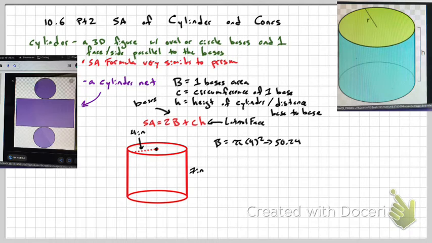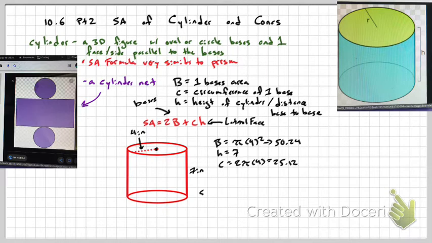Okay? Next, we need our circumference. So actually, let's throw our height in there. We know our height, distance from circle to circle or base to base, is 7. And then our circumference is going to be kind of like the width or the base of our rectangle that is in our net diagram. That's going to be 2 pi r. So 2 times pi times my radius, which is 4. So 2 times 4 is 8. 8 times 3.14 is 25.12.